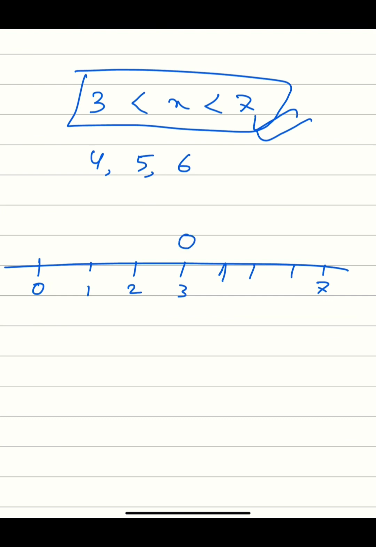You make a circle on 3 and you make a circle on 7. The values of x are greater than 3. From 3, you have to make an arrow towards the right hand side. The right hand side shows these values are greater than 3. And from 7, you have to make an arrow towards the left hand side. This shows that the values are between 3 and 7.